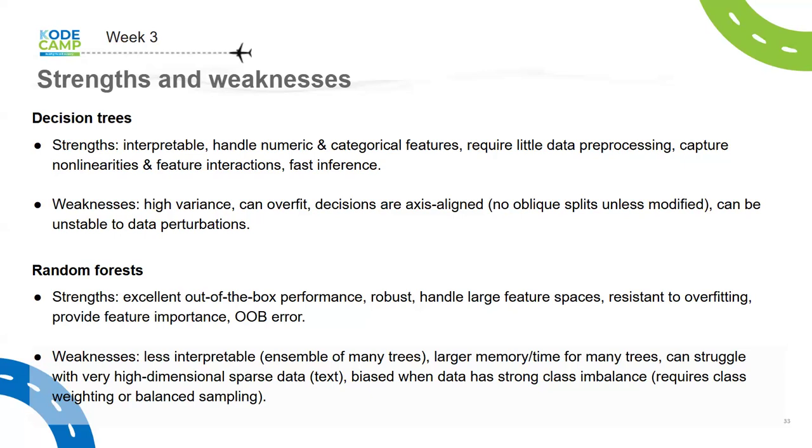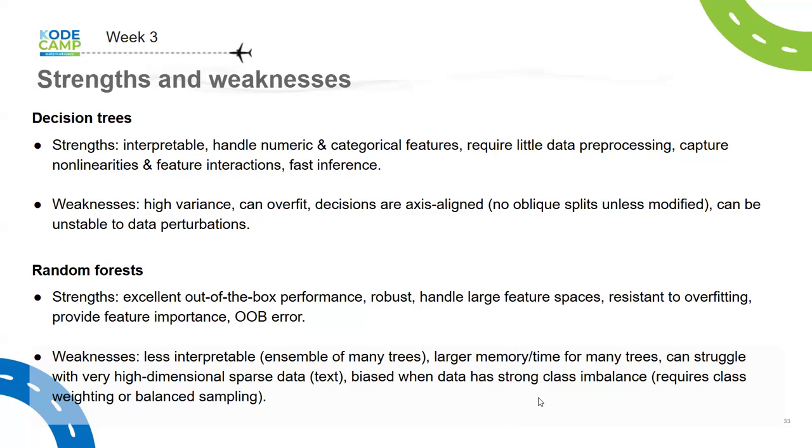Random forest is very, very good out of the box. It's very robust. It can handle large feature spaces because, of course, you are combining lots of decision trees in parallel. It's very resistant to overfitting. It generalizes very well. And you can also include the OOB error to calculate your error better. The weaknesses are that it's less interpretable because it's an ensemble of many trees. It takes longer to calculate and give you an answer because there are so many trees. And it can struggle with very high dimensional sparse data.